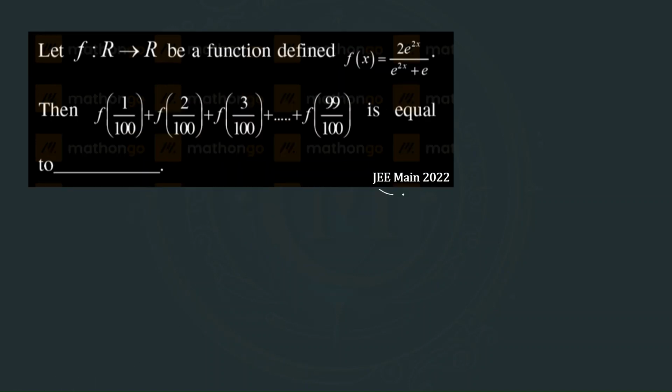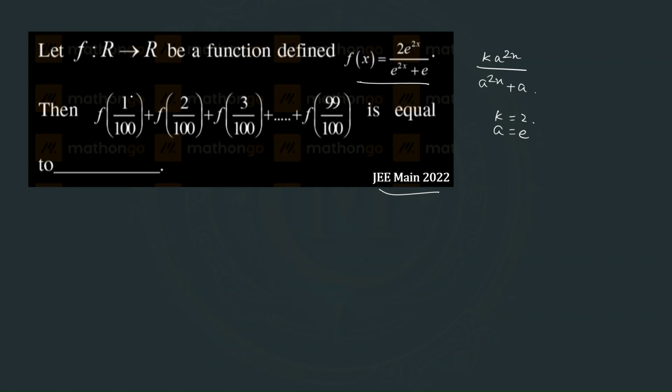Again, a similar question asked in JEE Main 2022. Here it says f(x) is of this form. So basically it is of this form k a to the power 2x divided by a to the power 2x plus a, where a is equal to e and k is equal to 2. So we are to calculate this series.